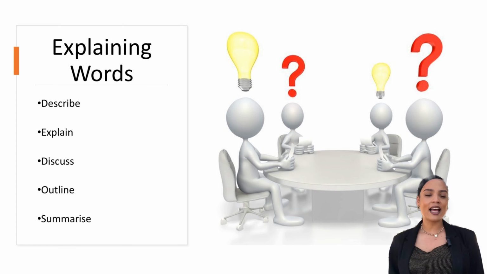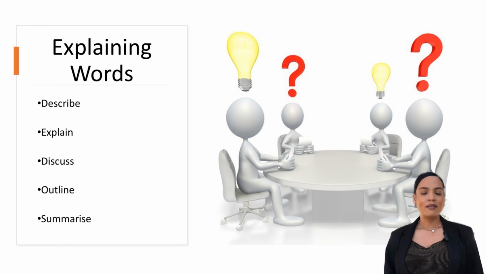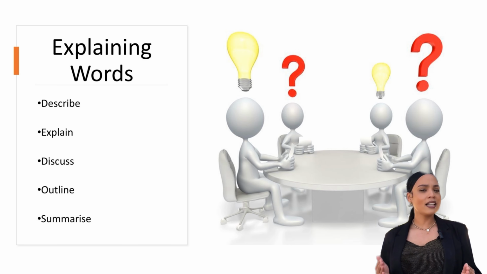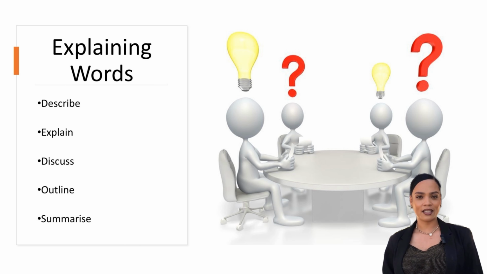Discuss. When it says discuss, this means talk about it fully. This is what is required from you. Write a paragraph with more than one point and include examples. Outline. When it says outline, this means main points only. This is what is required from you. Short notes or headings, not a long explanation.